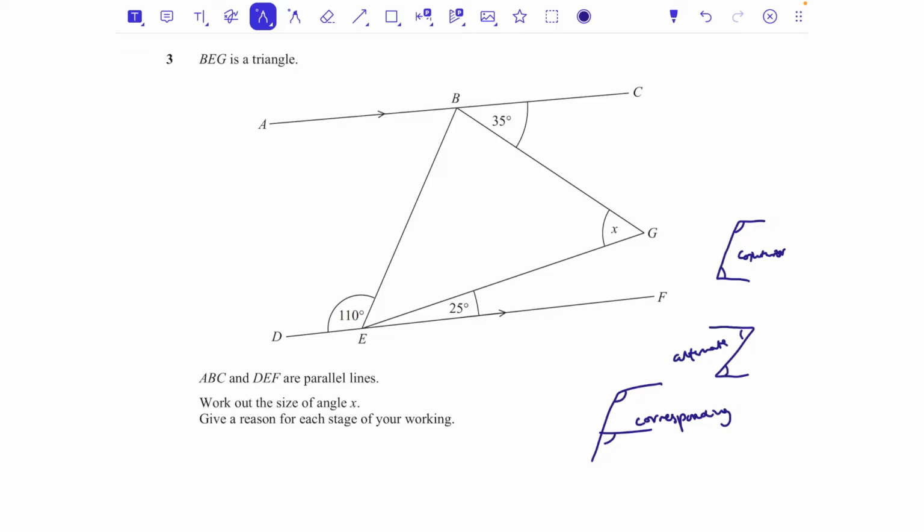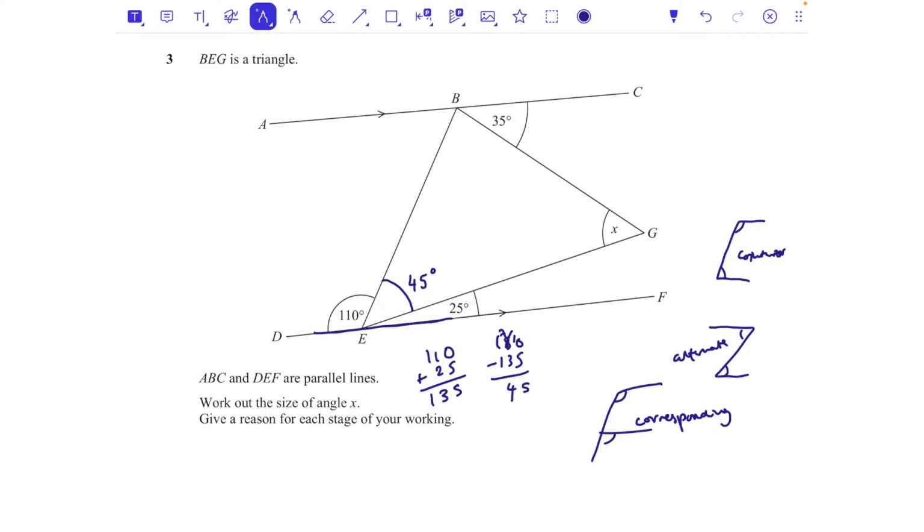I know what this angle is, because angles on a straight line add up to 180. So I've got 110 and 25 so far, which is 135. Take that away from 180, and that is 45 degrees there.